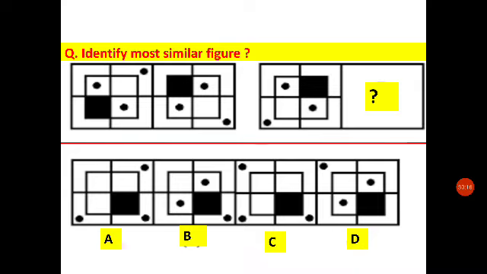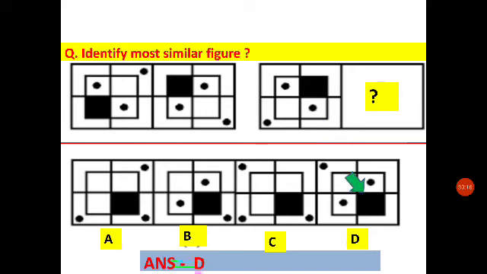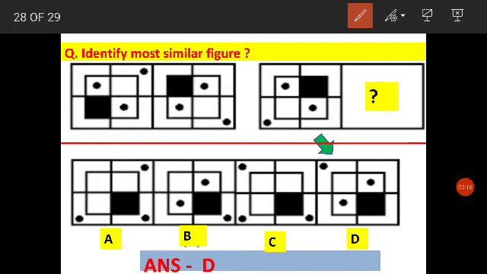Now, most similar figure. This is also slightly tricky. So let's see how we come to answer D. D is the answer. There's a figure here with a dot, and then there's a figure here. The dot has actually moved down.